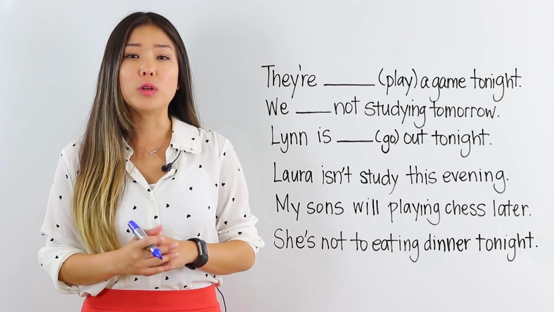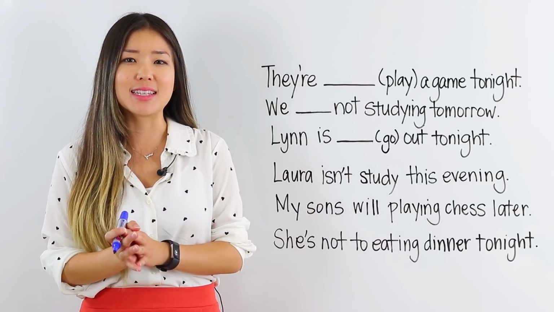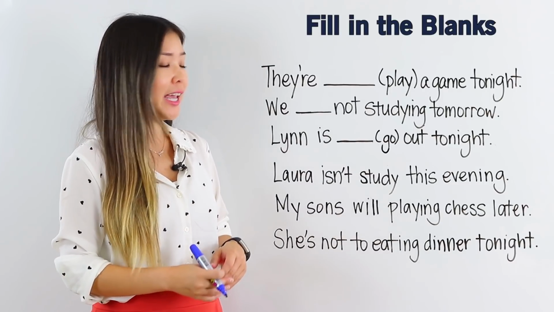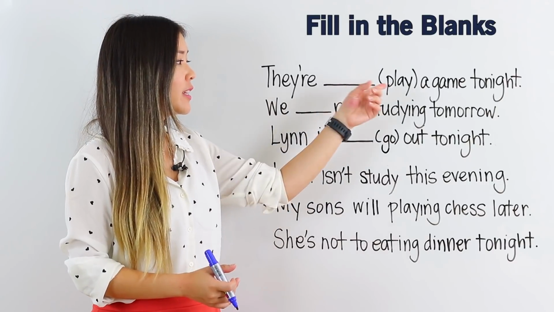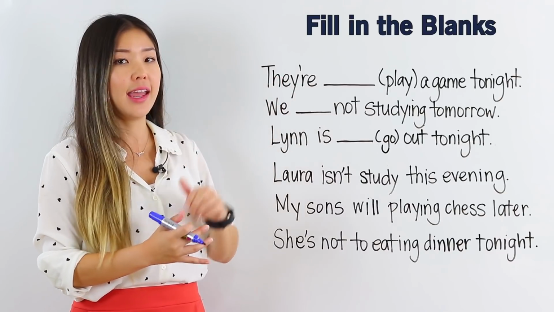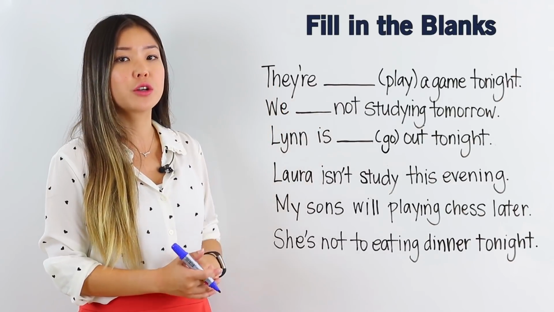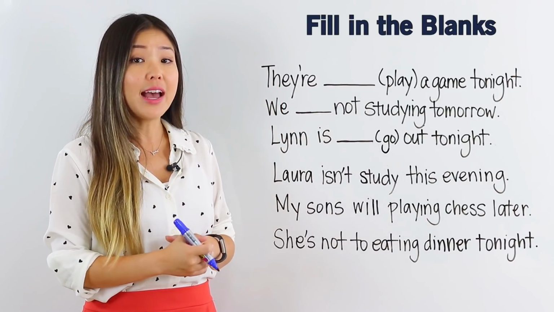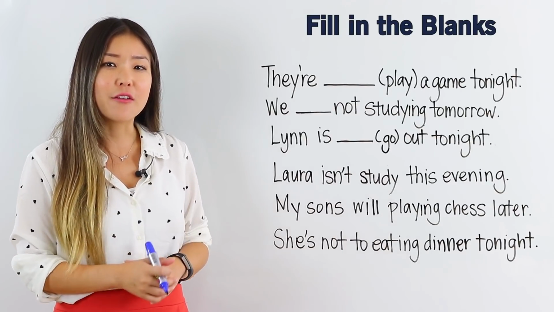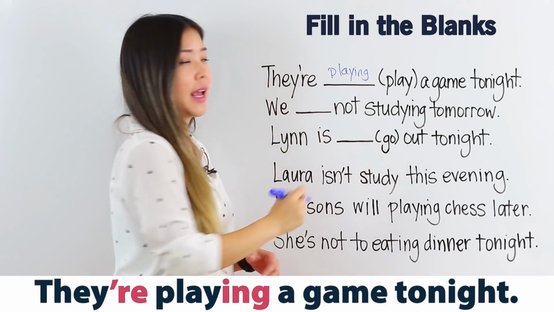For this checkup, we'll take a look at how the present continuous tense can be used to talk about future plans. Let's take a look. The first sentence says, they're play a game tonight. The verb we want to use is play. Remember, we start with the subject, and here we have it, they. Then we have the be verb. In this case, we used a contraction for they are, there. That's correct. After that, we have to add ing to the end of the verb. So the correct answer is, they're playing a game tonight.